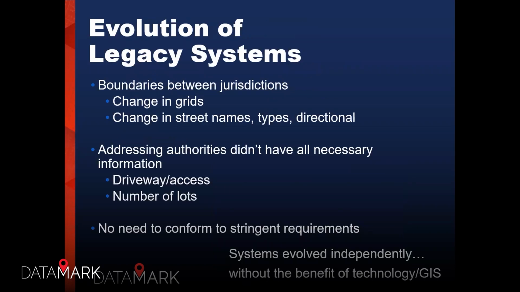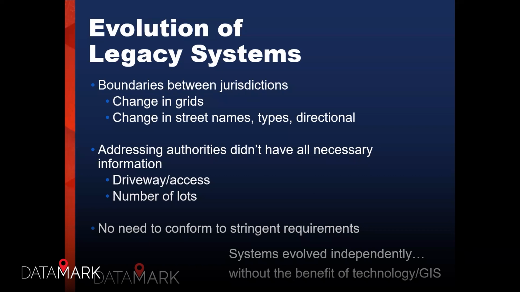So these systems began to sprout up and evolve. How do we track the location of given plots of land that we want to tax, people that we want to conscript into an army, other places that we want to collect the revenues that make society better and possible? Boundaries between jurisdictions began coming together. Changes in grids and street names, types and directionals began to evolve.